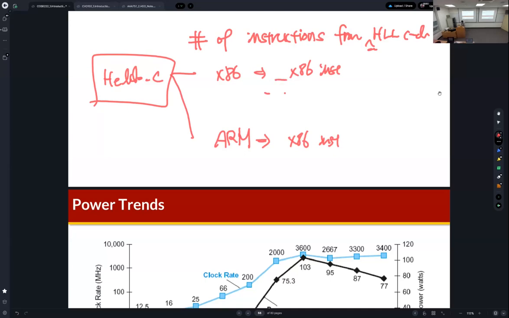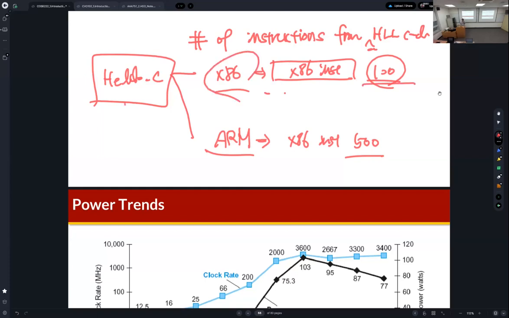Then the number of generated instructions will be different, okay? Because the instruction set is different, the compiler will generate a different number of instructions. For example, the x86 compiler can generate 100 instructions. The ARM compiler can generate 500 instructions from the same high level language code, the hello.c code.